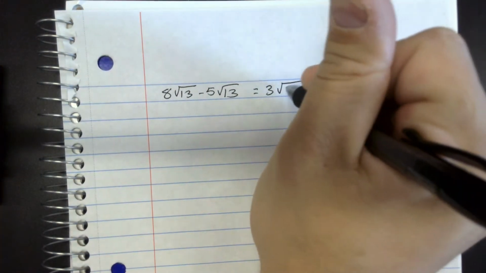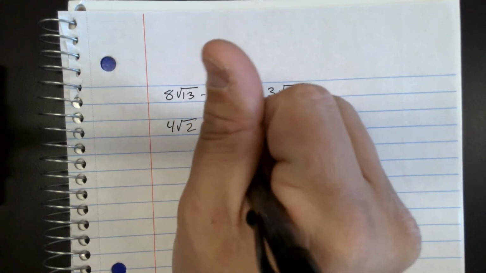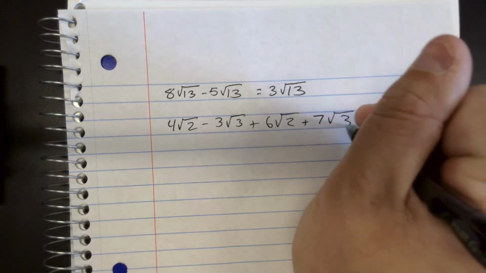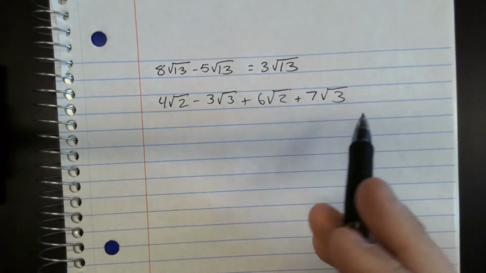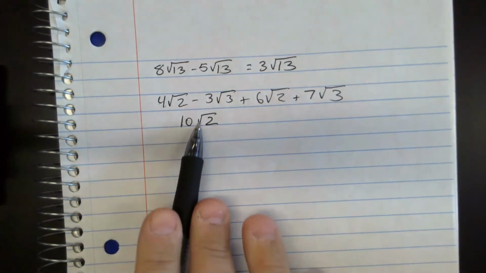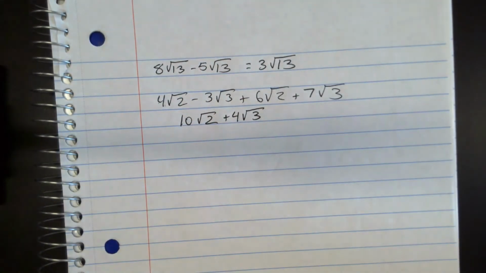So that becomes 3 square root of 13. You only can combine them if they're like terms. If they're not like terms, you cannot combine them. The same thing, so if we happen to have something like 4 square root of 2 minus 3 square root of 3 plus 6 square root of 2 plus 7 square root of 3. If we have a problem like that, you only can combine things that have the exact same radical. If they do not have the same radical, then you cannot combine them. So 4 plus 6 is 10 square root of 2. And then negative 3 plus 7 is positive 4 square root of 3.